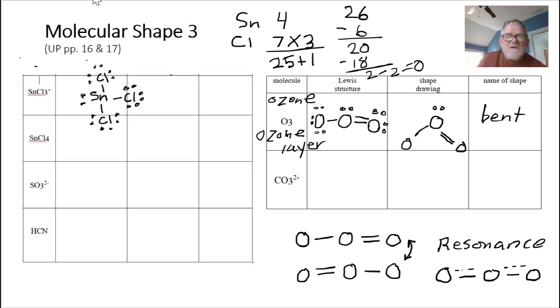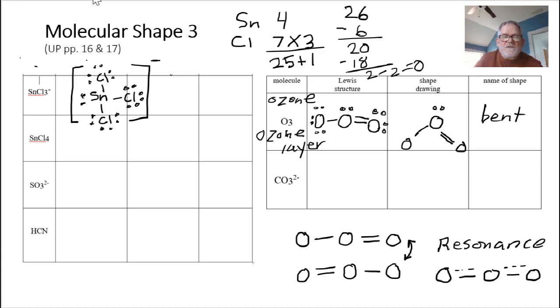Now, the last thing I want you to do is put brackets around the structure and put a little negative sign here just to let people know that it has a negative charge. Okay, the next thing we do, we have to determine the shape drawing. The shape drawing is determined using the VSEPR table.